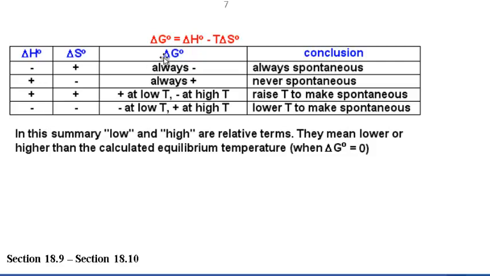So let's review. Negative delta H is that value. Negative delta S is that value. Negative times a negative is positive. So if you keep the temperature very, very low, the positive T delta S dominates. The reaction is exergonic at low temperatures.